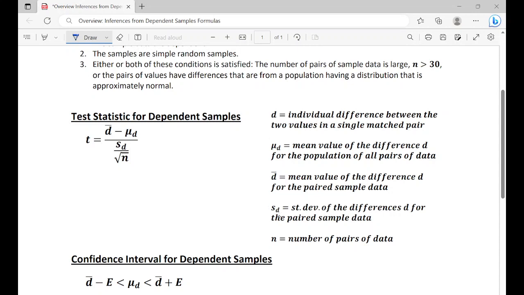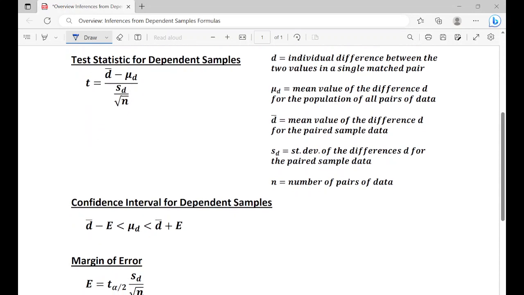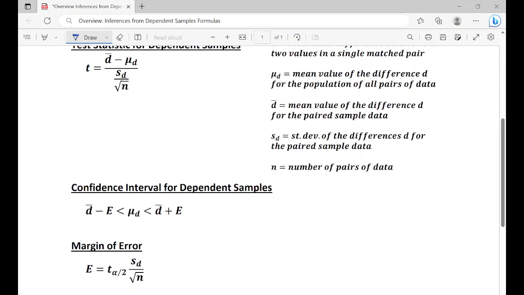S sub D is the standard deviation of the differences D for the paired sample data, and n is just the number of pairs of data. That is the formula for the test statistic for dependent samples. You can also get a confidence interval for dependent samples, and it is just D bar minus the margin of error, and then D bar plus the margin of error. That will give you the confidence interval.